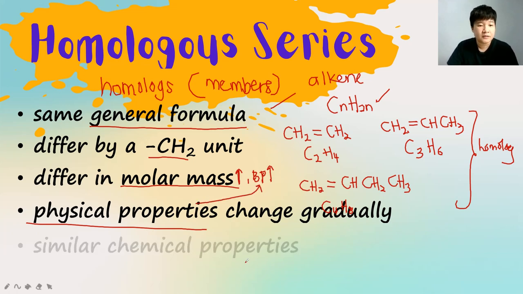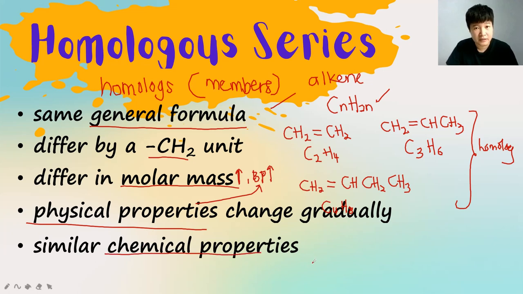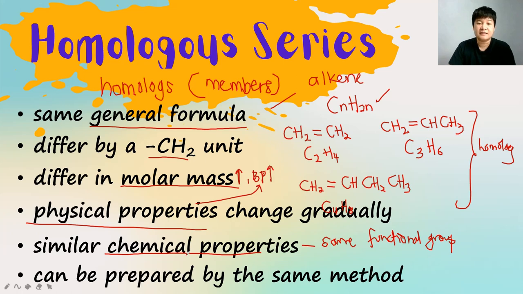Next, similar chemical property. We have talked about it. When you have the same functional group, the chemical property will be the same, because the group of atoms that characterize all the homologs are the same. And since the chemical property is the same, most of the time all these homologs can be prepared using the same method. They must be coming from the same recipe because they hold the same functional group.